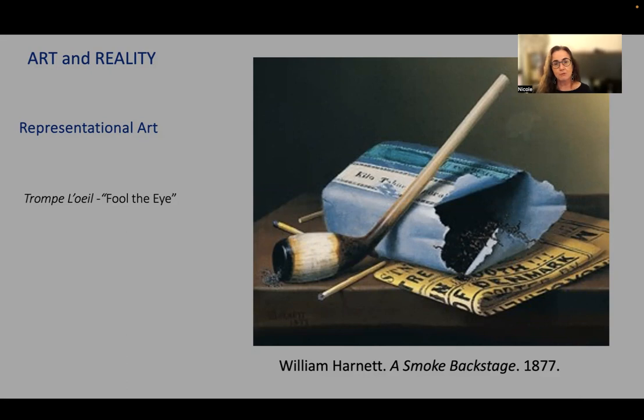And it's important to know from the start that we may be using one term like representational art to talk about a lot of different kinds of approaches to art making, okay, that tend to all fall into certain qualities. So if you take a look at the image that's on the screen right now, we're looking at a painting by William Harnett, Smoke Backstage. This is an example of a type of representational art that's really interested in a faithful representation of reality.